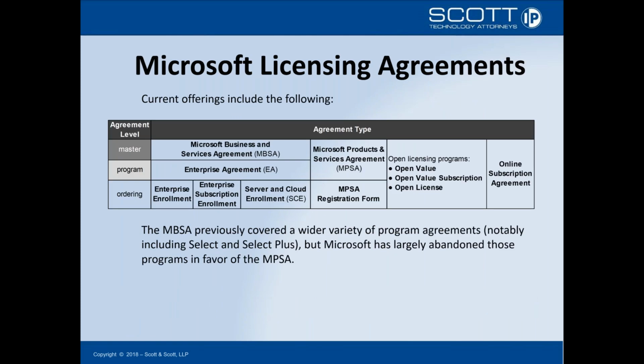So let's talk about the structure of the Microsoft licensing agreements. Like with all of IT, it seems like a lot of acronyms. And I think this chart will make it easier for you to understand what these acronyms are and how they relate to each other. So the MPSA is like a master level agreement. It contains core terms and conditions that are not subject to change. You can't buy anything under it. There's nothing to order. It is truly a master level agreement.